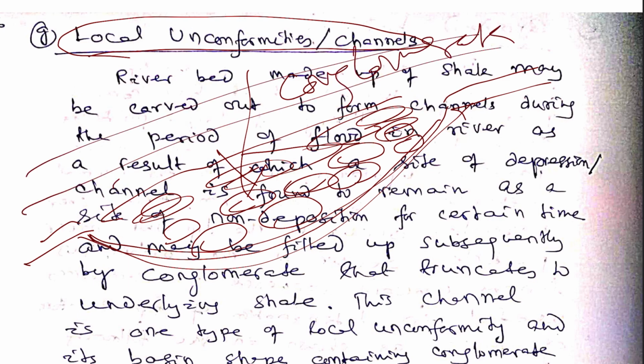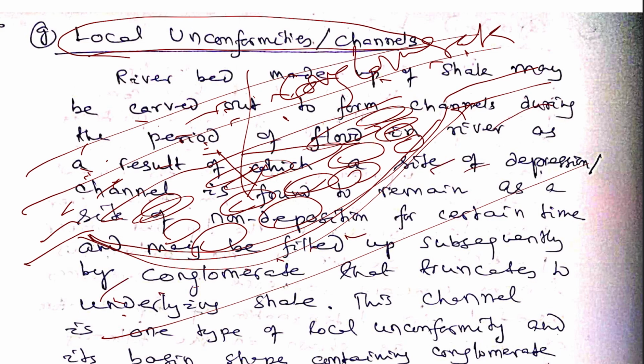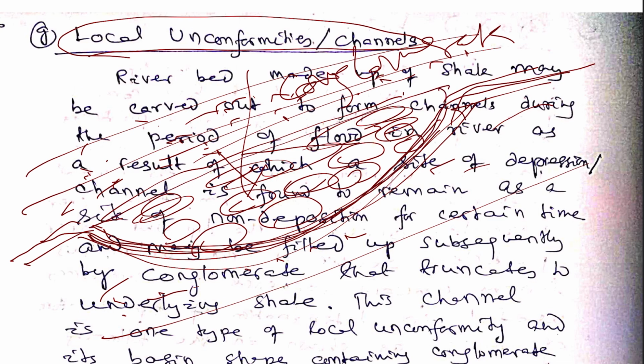And again they are found to be sedimented by fine shell materials. So this is shell, and here it is a basin that was created because of sudden flood. Subsequently it was filled up by conglomerate, and it is overlain by again finer sediments like that of shell. So this is a basin shape, and the basin contains the coarse grained fragments.